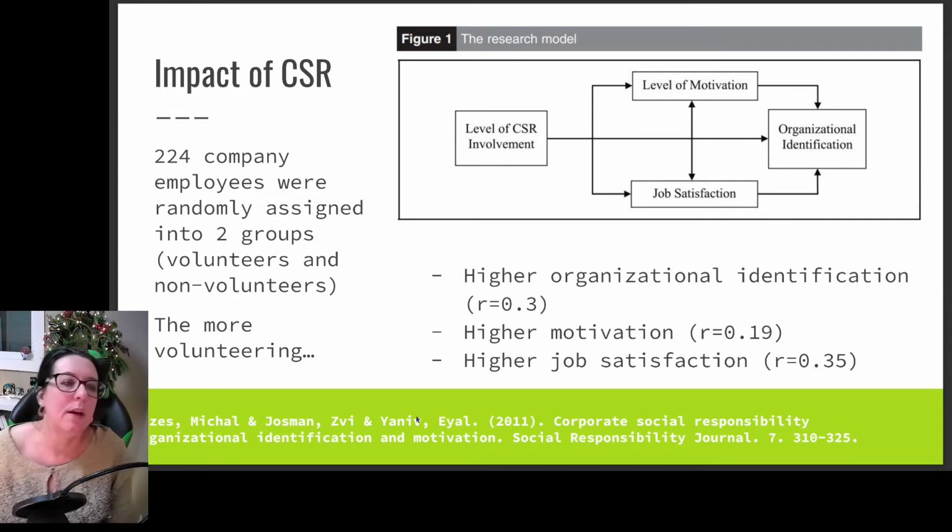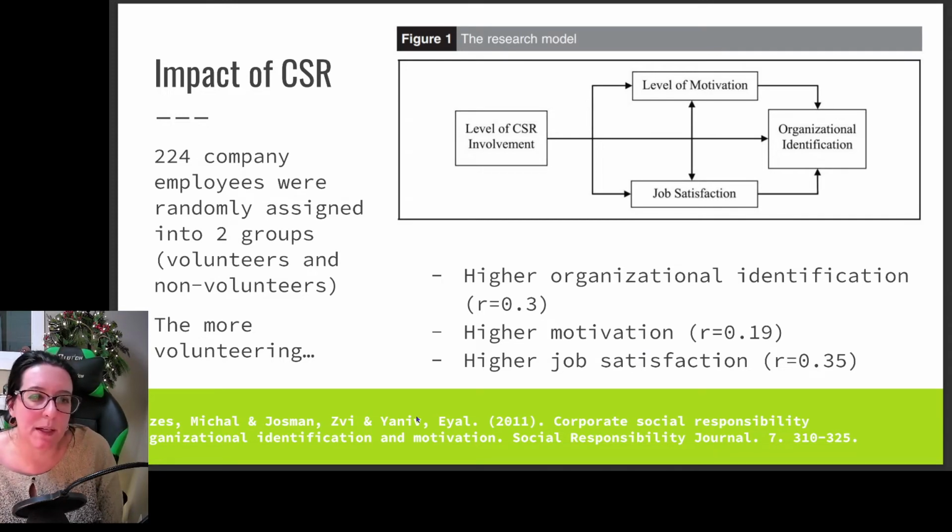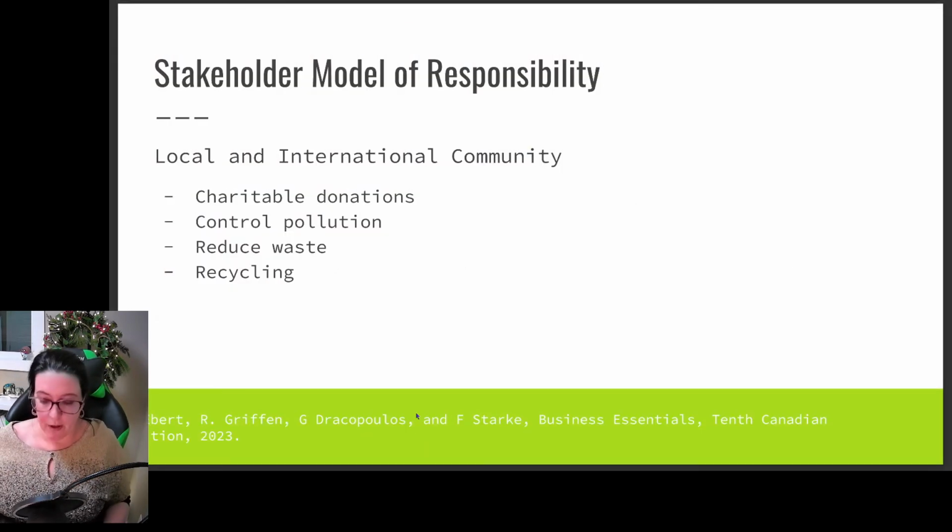So corporate social responsibility is important. It has an impact on our organization, not just from a PR campaign, not just so that future customers will buy from us because we are seen as giving back to the community, but it does have an impact on our employees when they are part of the philanthropic activities. So our employees are engaged in those charitable donations and activities.